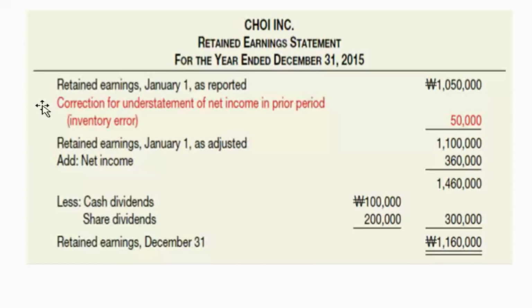Why? I made a mistake in a previous period: instead of reporting net income of 100,000 I reported 50,000. I made an understatement, meaning I reduced my income statement by 50,000. When I come to correct it, do I add it or deduct it from the retained earnings? Of course I will increase it. So I make an addition for the correction of the understatement and then get retained earnings as adjusted. Then I add any net income and deduct any cash dividends or share dividends I have to get retained earnings at December 31.